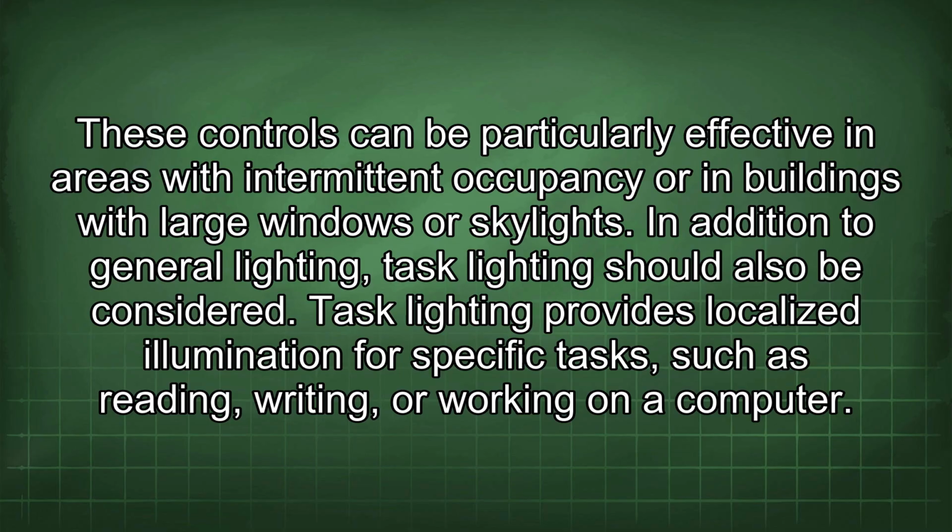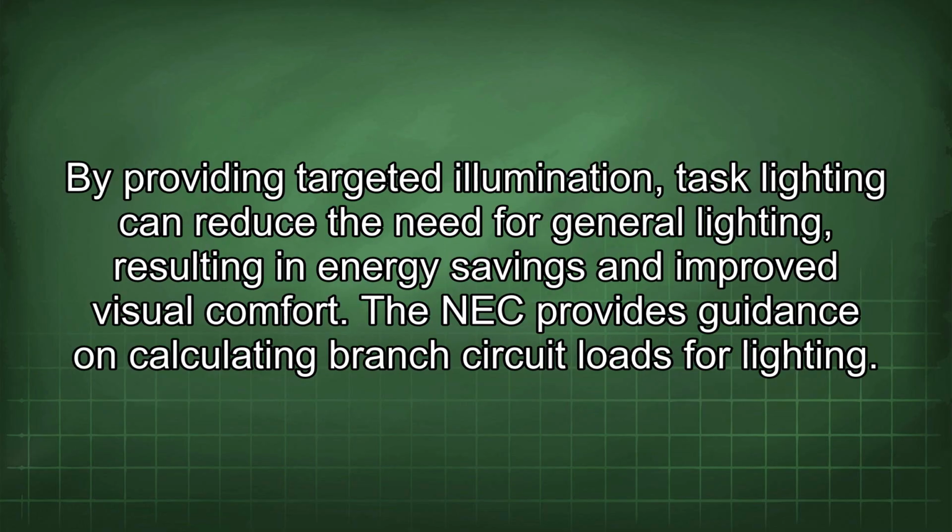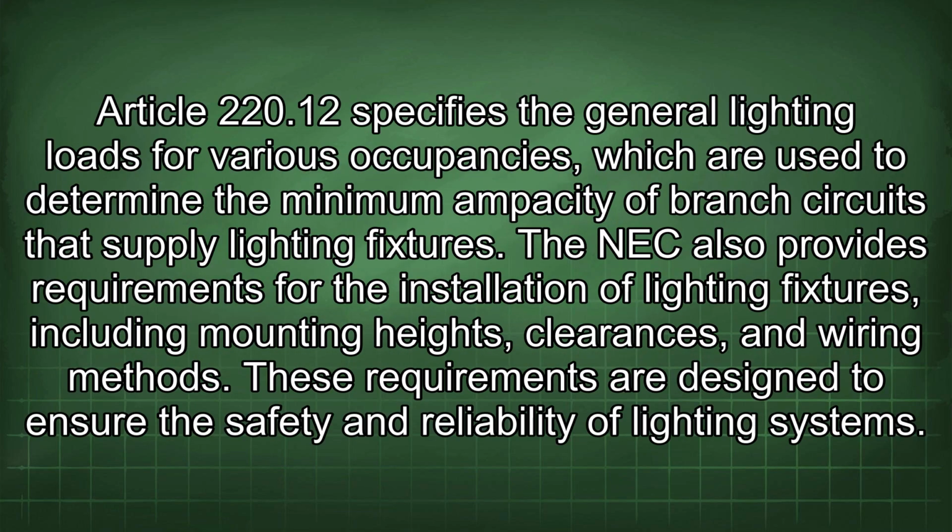Task lighting provides localized illumination for specific tasks such as reading, writing, or working on a computer. By providing targeted illumination, task lighting can reduce the need for general lighting, resulting in energy savings and improved visual comfort. The NEC provides guidance on calculating branch circuit loads for lighting. Article 220.12 specifies the general lighting loads for various occupancies, which are used to determine the minimum ampacity of branch circuits that supply lighting fixtures.